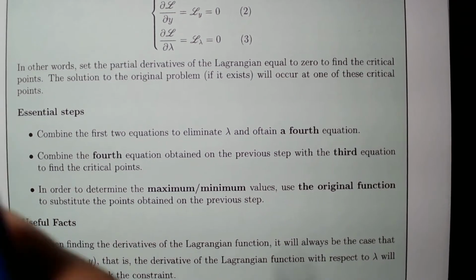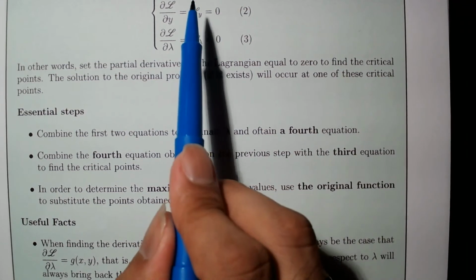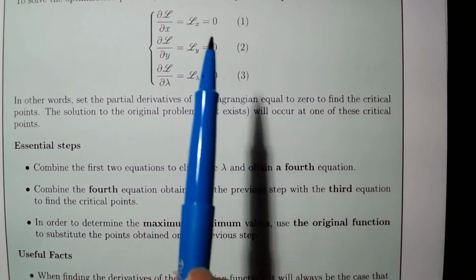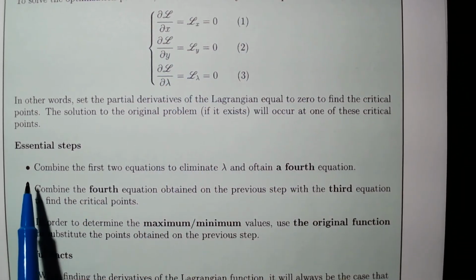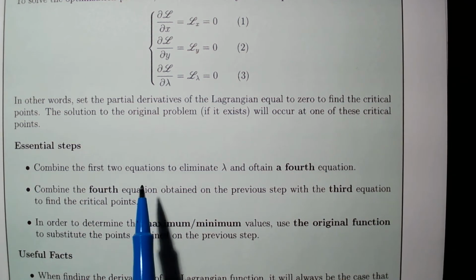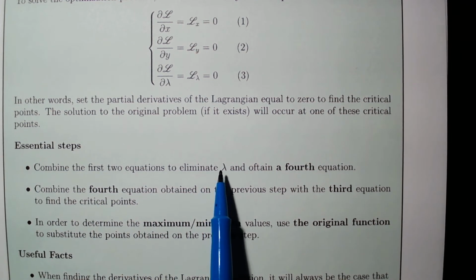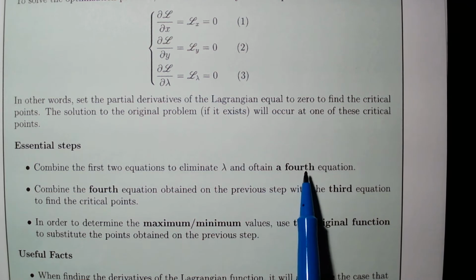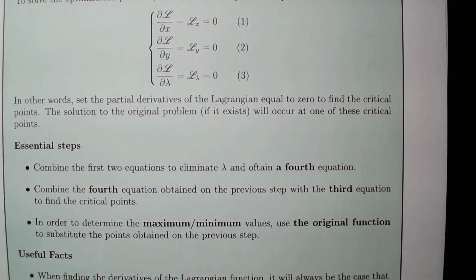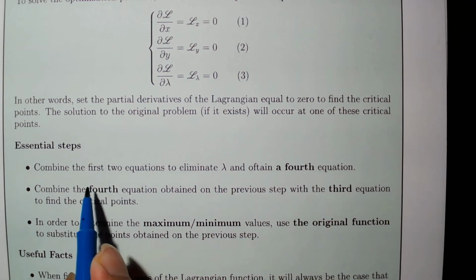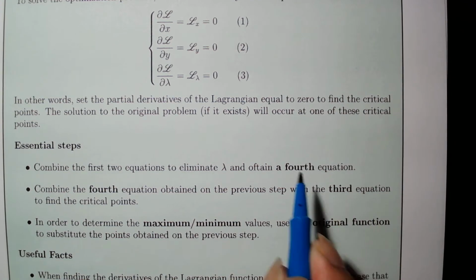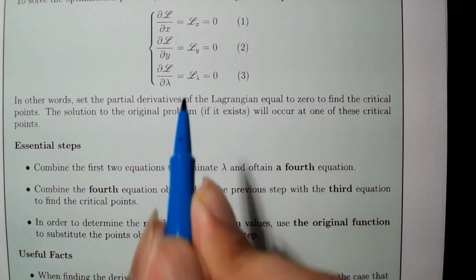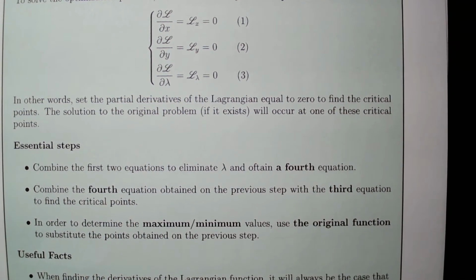Well, once we get these partial derivatives and we create a system of equations, the first thing we do is to combine the first two equations to eliminate lambda. And then we are going to obtain a fourth equation. And then we are going to combine that fourth equation with the third equation from the given system, from the system that we set in the previous step.